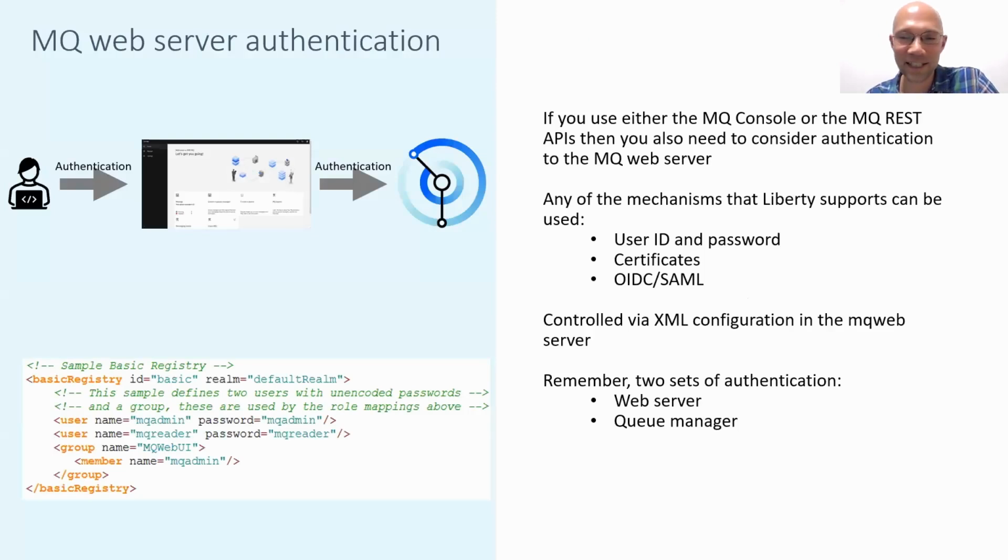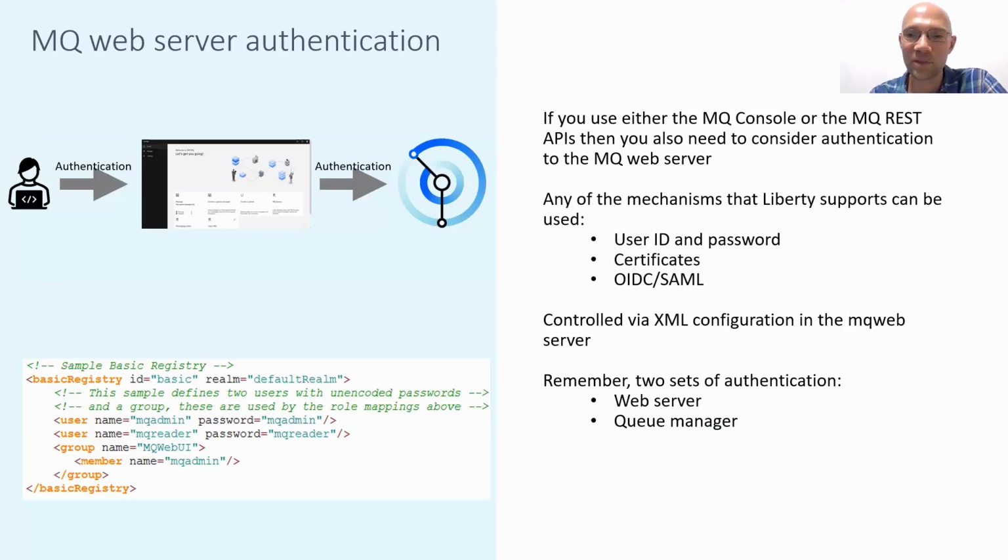Now, everything that I've talked about in detail so far has been about authentication connections coming into a queue manager. But remember, there are other ways of connecting into your MQ infrastructure, into the more recent additions to the product, shall we say, which is the MQ web server and the MQ console and the REST API that it provides. And in this case, the application that is connecting in to the REST API, say, or a user that is logging into the MQ console is authenticating with the MQ web server, not with MQ.